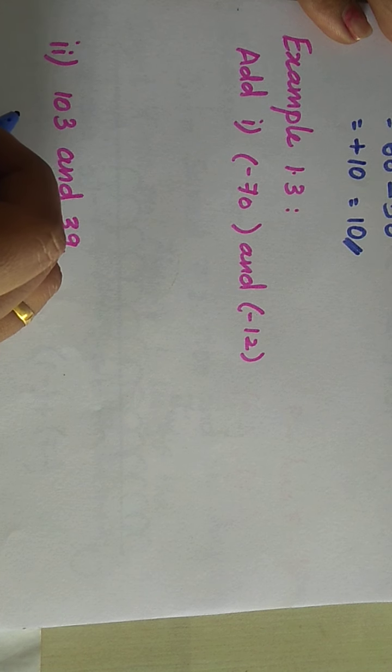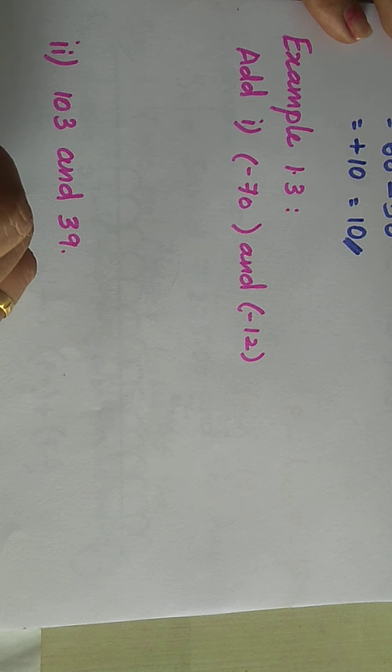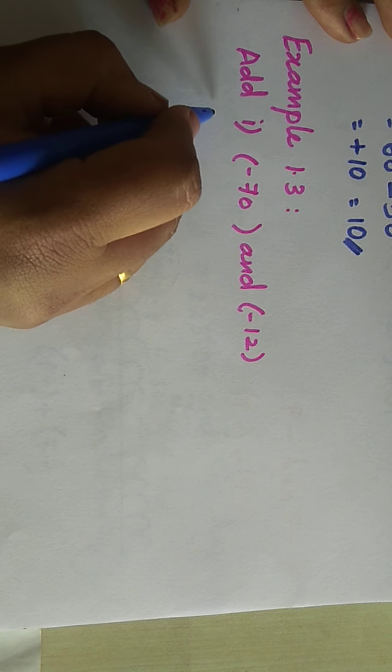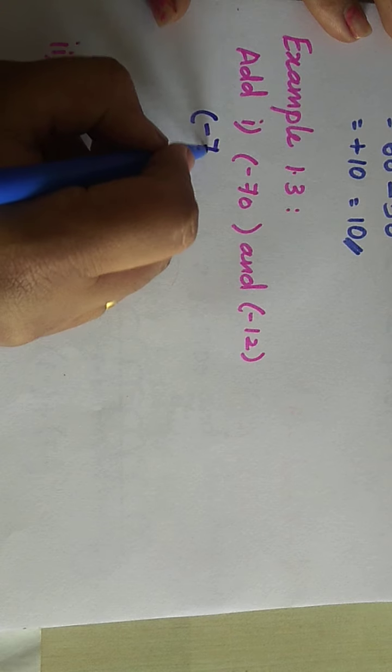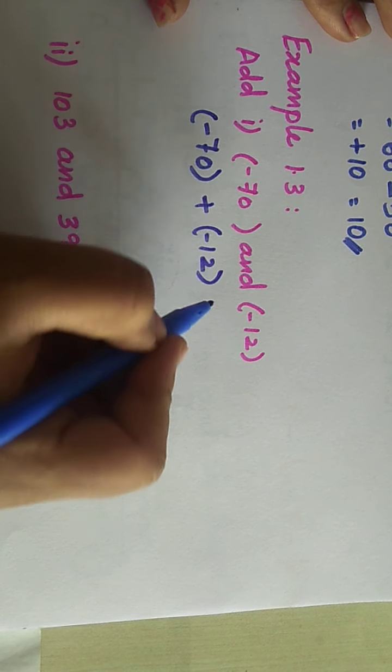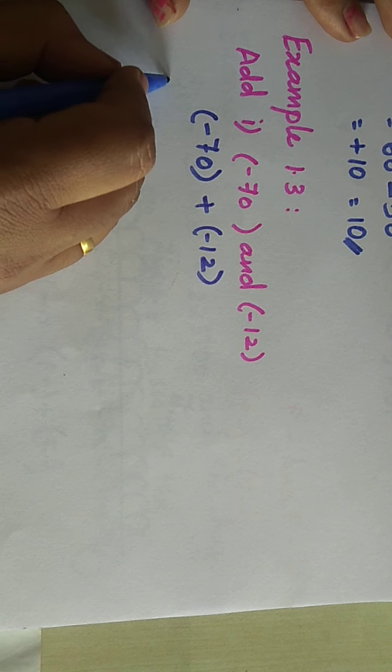Now next, example 1.3. Add minus 70 and minus 12. Now we are going to change it into addition form. So minus 70 plus minus 12. Okay, now is equal to.